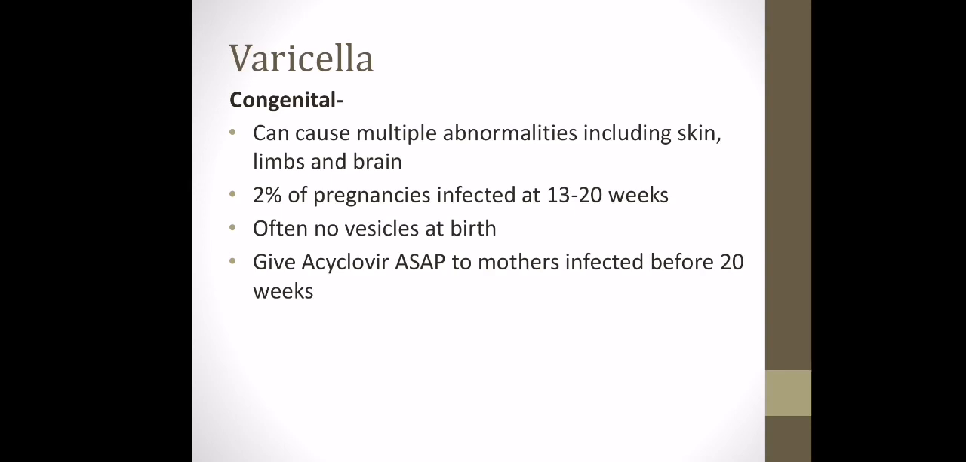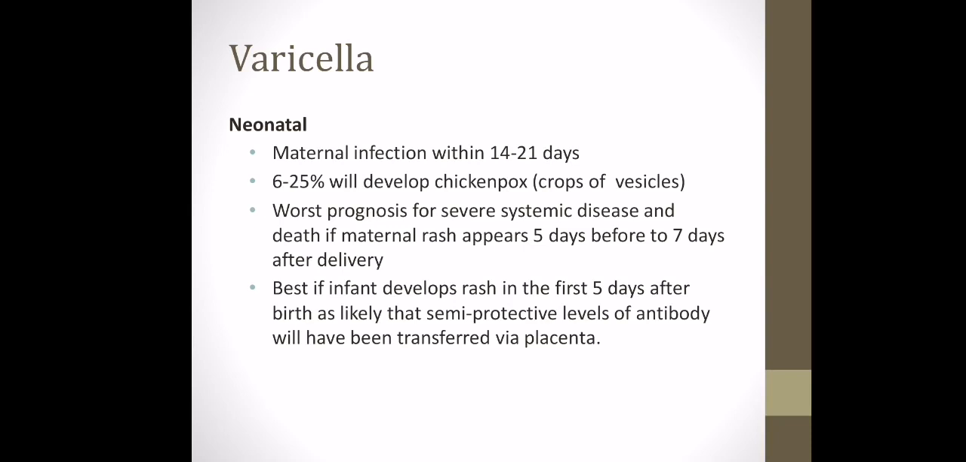If the mum knows that she has been in contact with someone with chickenpox, then she can have treatment of acyclovir, especially if she's been infected before 20 weeks. So then there's also neonatal chickenpox. This usually occurs when there's been a maternal infection within 14 to 21 days before birth. There's a worse prognosis if the maternal rash appears 5 days before birth or 7 days after delivery. And this just means that it's obviously been more apparent during that time.